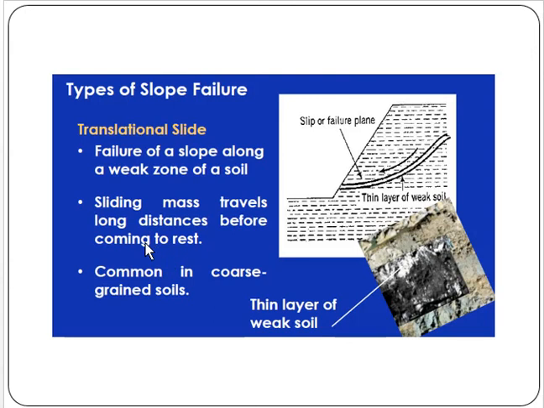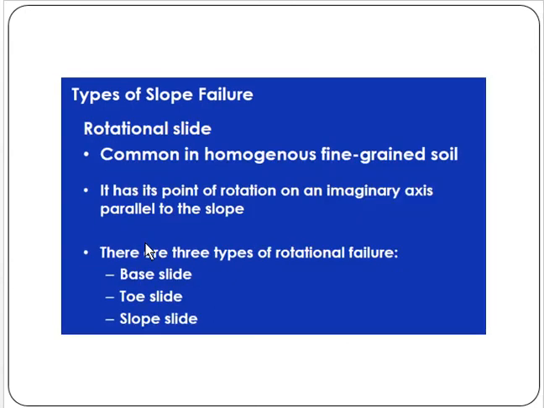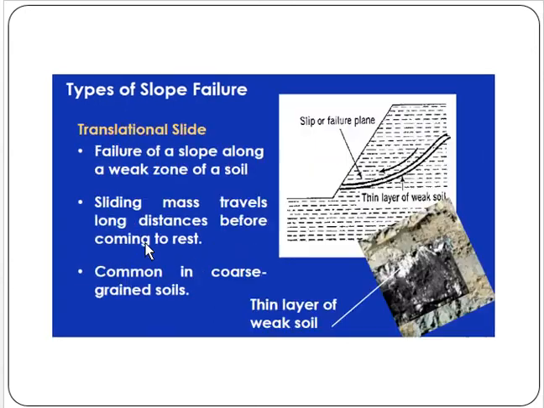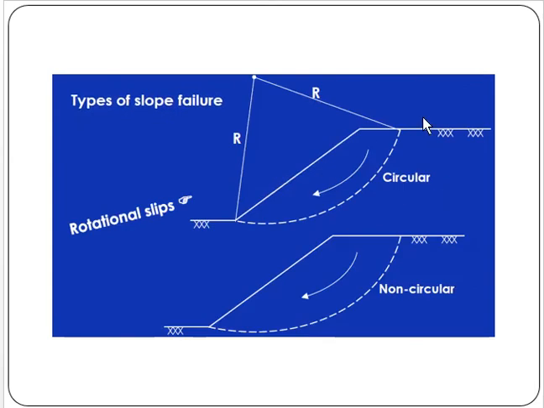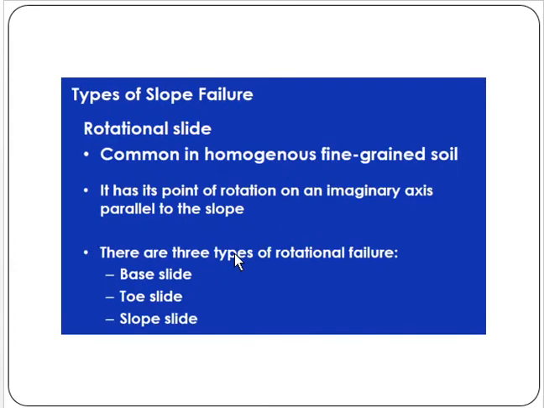And the next type is rotational failure. Rotational failure means there will be creation of a rotational surface and there will be a point of rotation like this. This is a rotational failure, and it is common in homogeneous fine-grained soil. The translational failure is common in coarse-grained soil. It has its point of rotation on an imaginary axis parallel to the slope. Okay, and this is very important, rotational failure. This is in your syllabus.